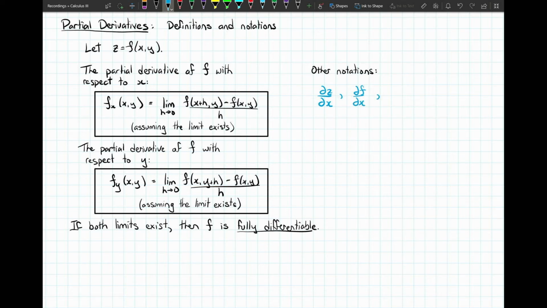Even less common, at least I probably won't use this notation, is we use capital D as a differentiation operator with a little subscript x and apply it to the function f. And you might see that notation as well.